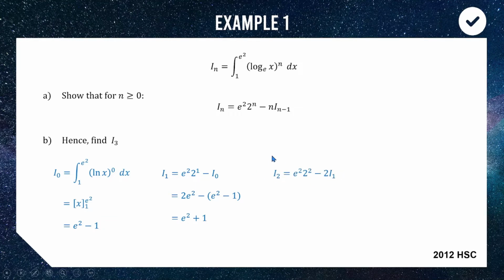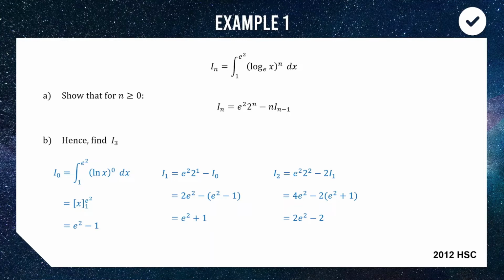So once again, using our formula, replacing n with 2. And so n minus 1 is 1. Okay, at the front we get 4e squared, and then we're subtracting 2 lots of I1, which we just figured out to be e squared plus 1. Again, if we expand and simplify this, we end up with 2e squared minus 2 as our expression for I2.